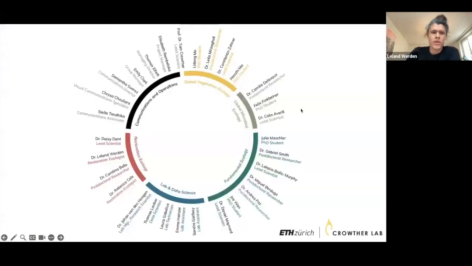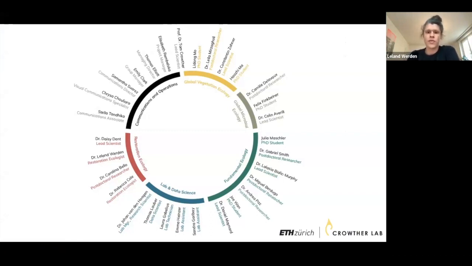So I work with the Crowther Lab at ETH Zurich, and my background is mostly in tropical conservation and restoration. I've done a lot of work in Latin America, in Costa Rica, and in Mexico. I joined the Crowther Lab 2 years ago to work with them on building a group on restoration ecology. And the Crowther Lab is a pretty incredibly interdisciplinary group.